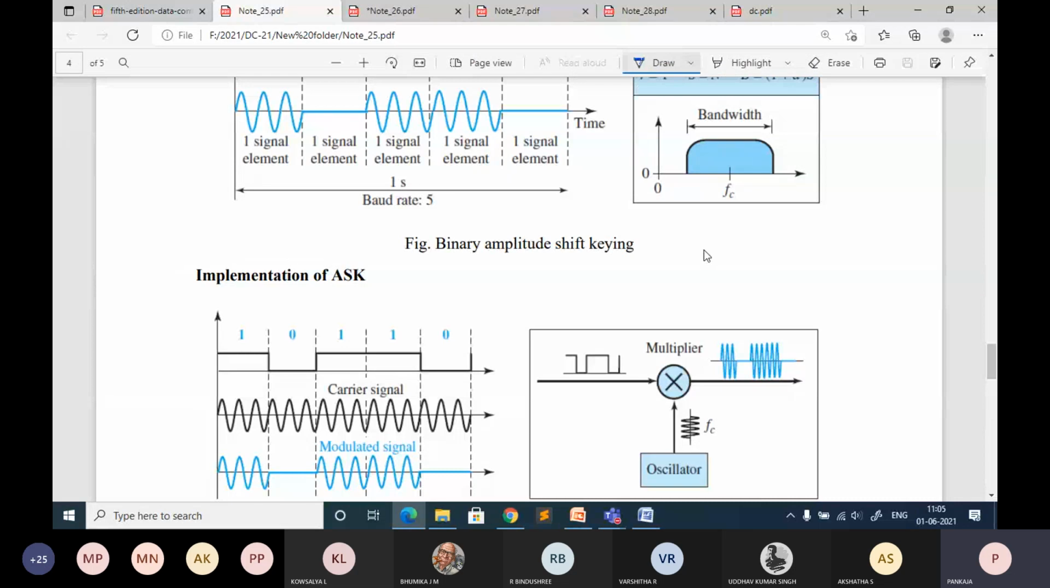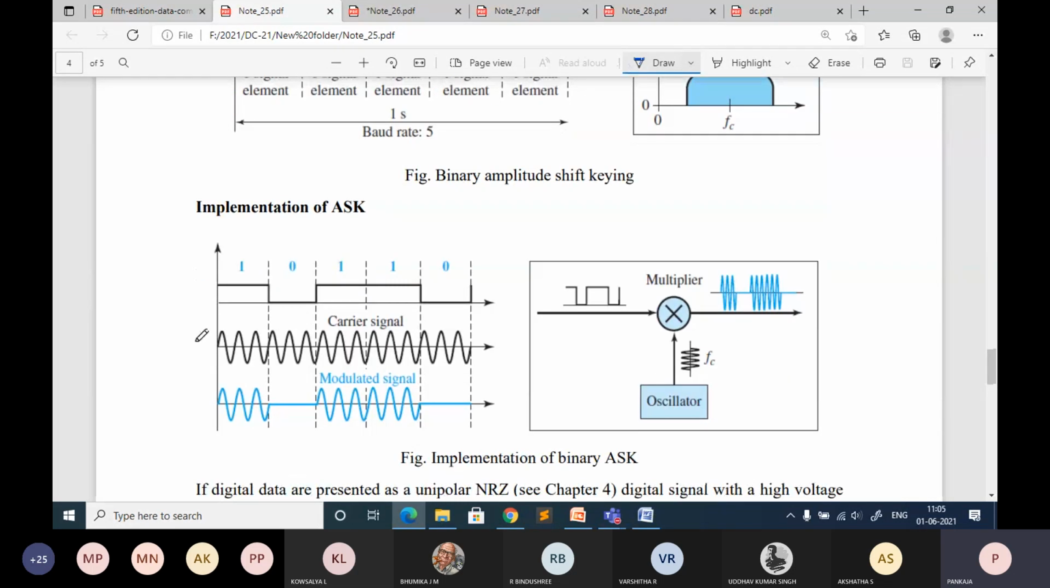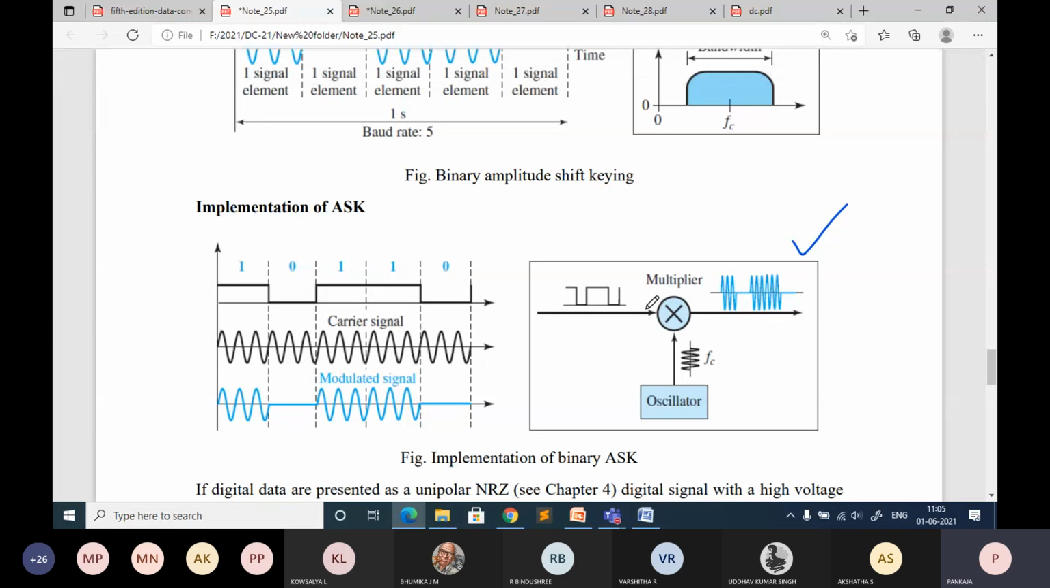when you want to consider the binary values zeros and ones, how can they be transmitted? You can observe the diagram, how this data is carried through the carrier signal. The process I have already explained, how it is implemented. This is a diagram that tells how ASK is implemented, where it requires an oscillator that will generate the high frequency carrier signal, that is multiplied with the input that is represented using unipolar NRZ.